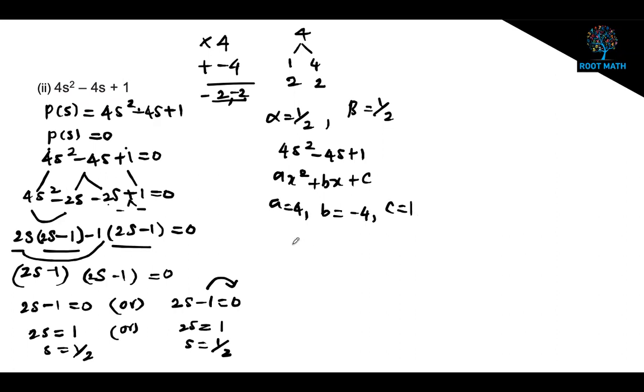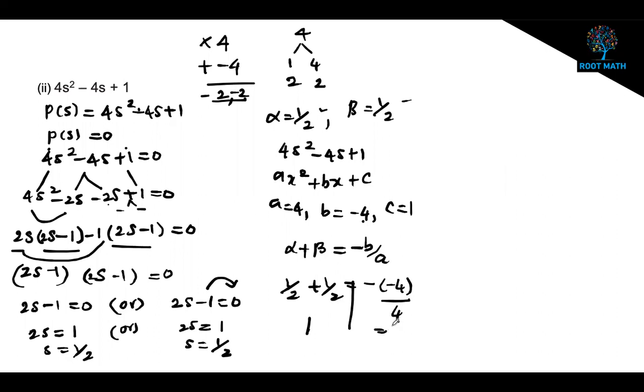Now we'll take the relation 1, alpha plus beta is equal to minus b by a. What is alpha plus beta? Half plus half, which is equal to 1. Okay, and negative b by a. b is negative 4 and already one negative is here. So negative of negative 4, a value is 4, which is equal to 4 divided by 4 is 1. So alpha plus beta is equal to negative b by a is verified.